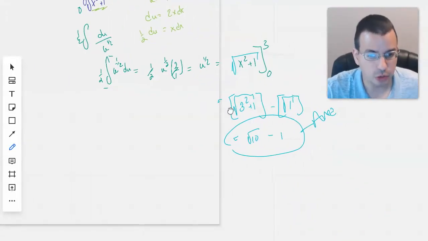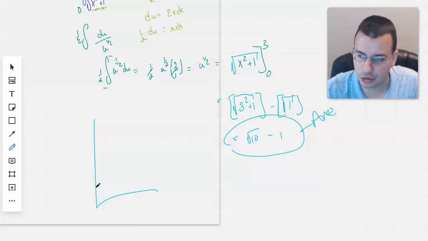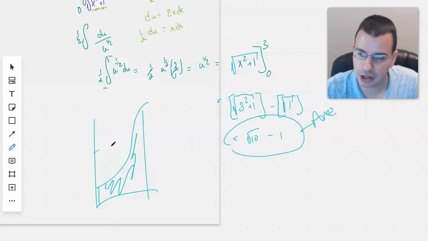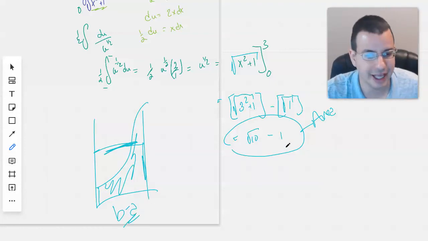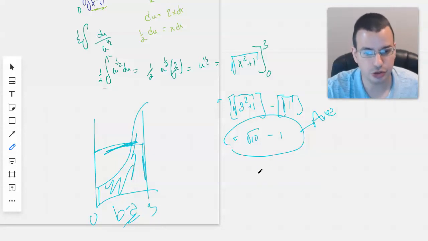Therefore, the average value will be the area divided by the distance or width. So your curve looks like this. The area under the curve is that. The rectangle will be this. So we'll divide by b minus a, which is 3 minus 0, so that is 3.